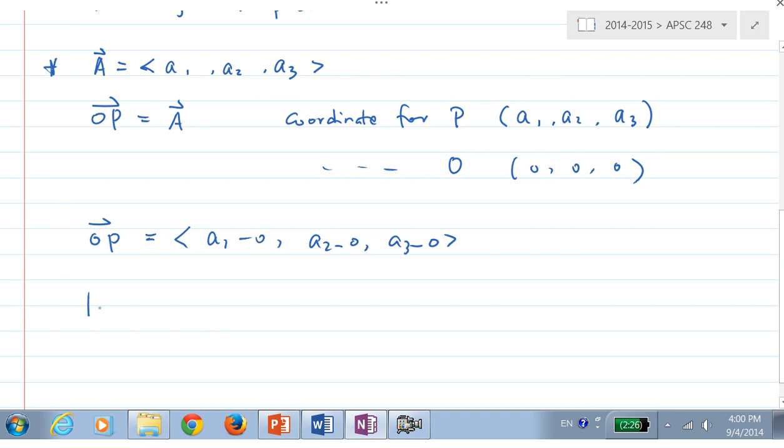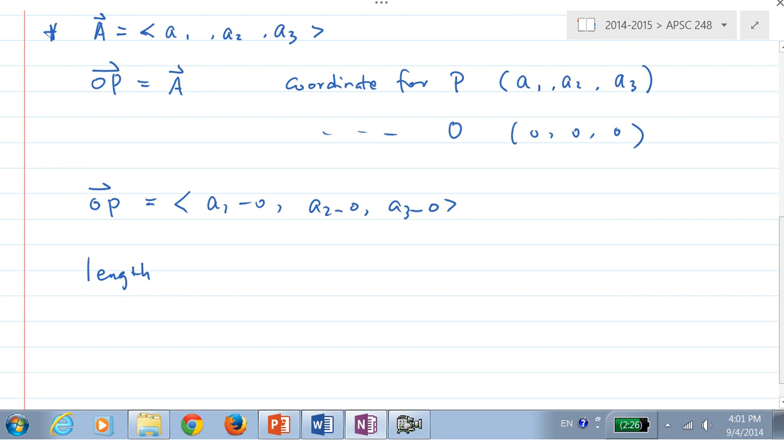Now the next one is, what will be the length? So how do you calculate the length of a vector? So this is pretty simple. Here's a vector. So what will be the length of the vector? I'm going to use this symbol here to represent the length. In some textbooks, they use doubled lines to represent the length. But I'll just use 2 vertical lines, okay?